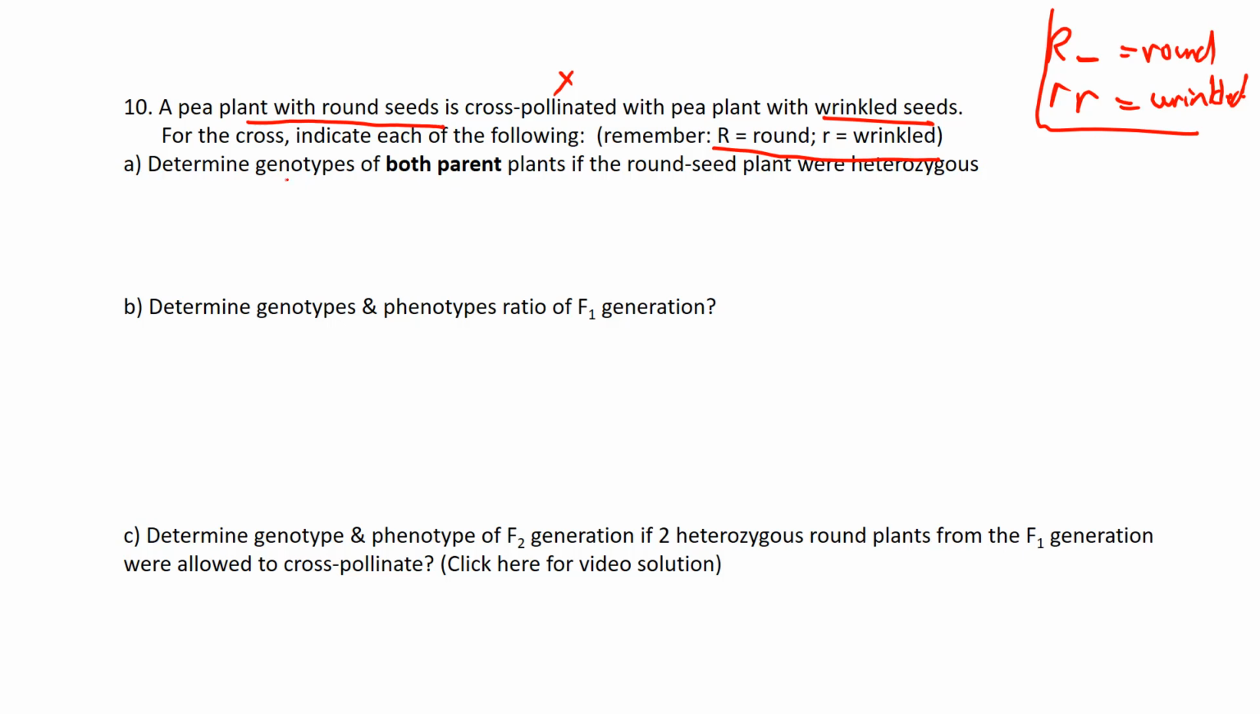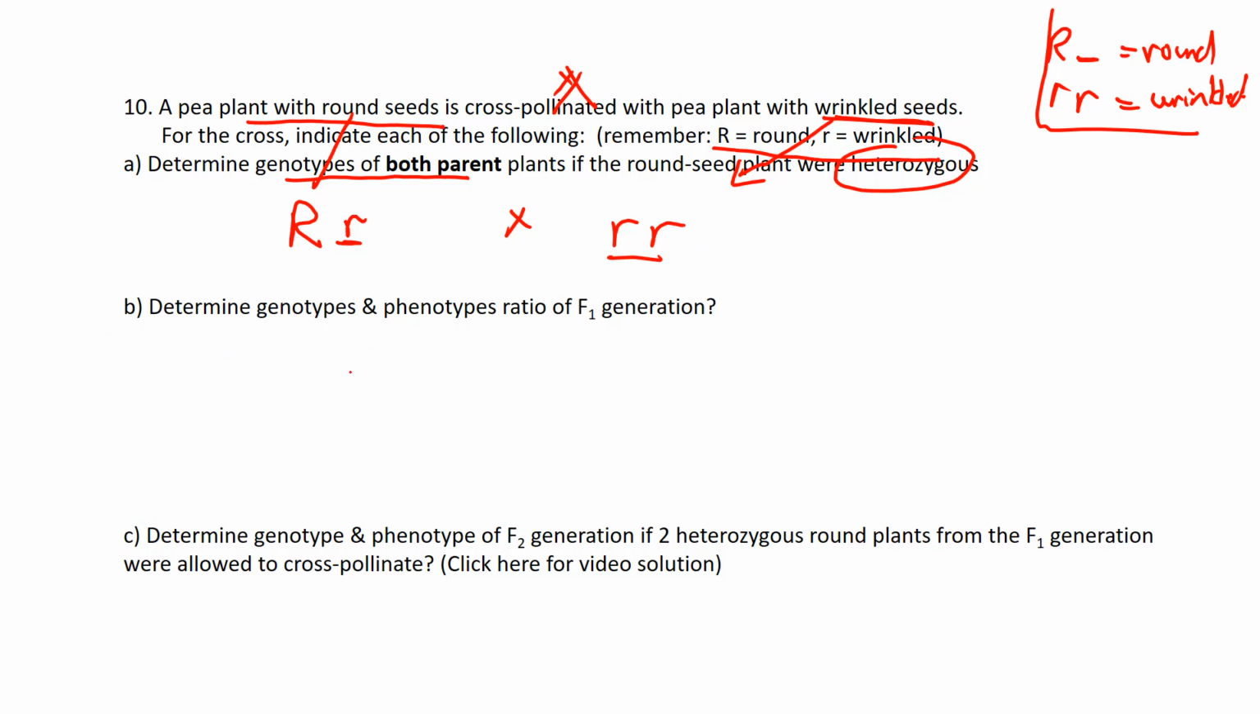Now they're saying determine the genotypes of both parents. So here's one parent, with round seeds. The other parent, there's the cross we said, is a wrinkled seed parent. So the round, we know must be capital R, but at this point we don't know what the other allele is until they gave us this clue in the question. They said if the round seed plant were heterozygous, now we know that must be a little r, because heterozygous means different. The wrinkled, of course, is going to be two little r's. It's the only way that you can have a wrinkled parent. So there's the answer for 10A.